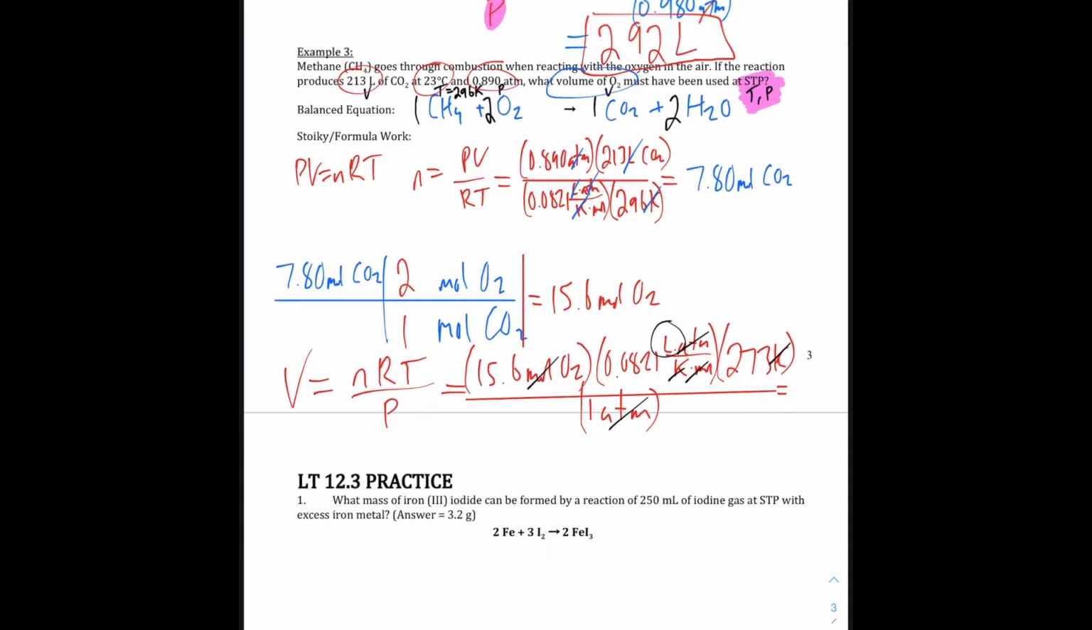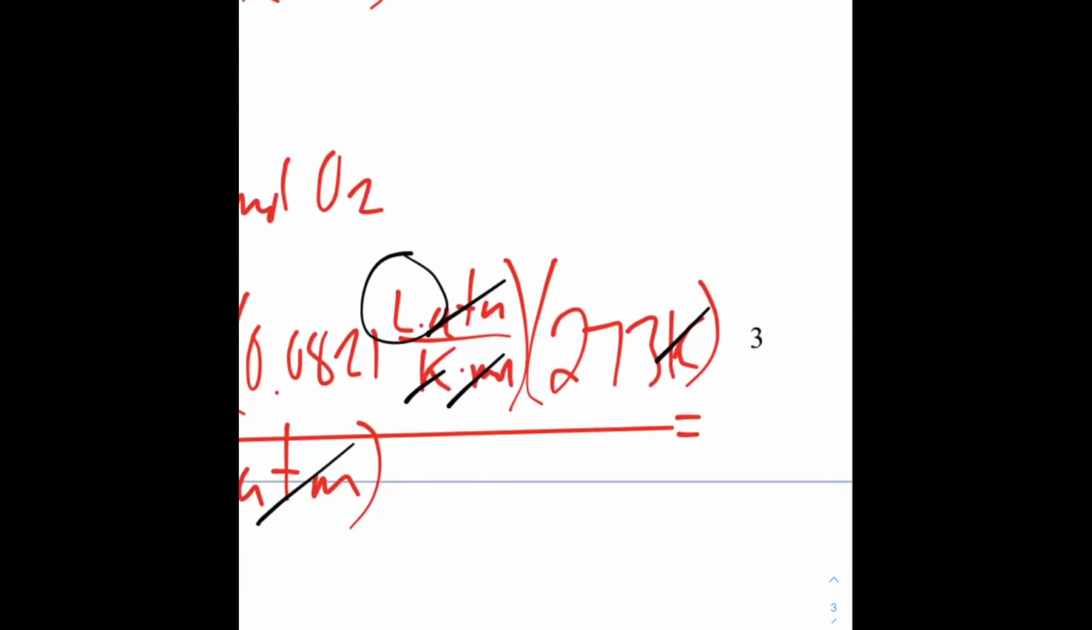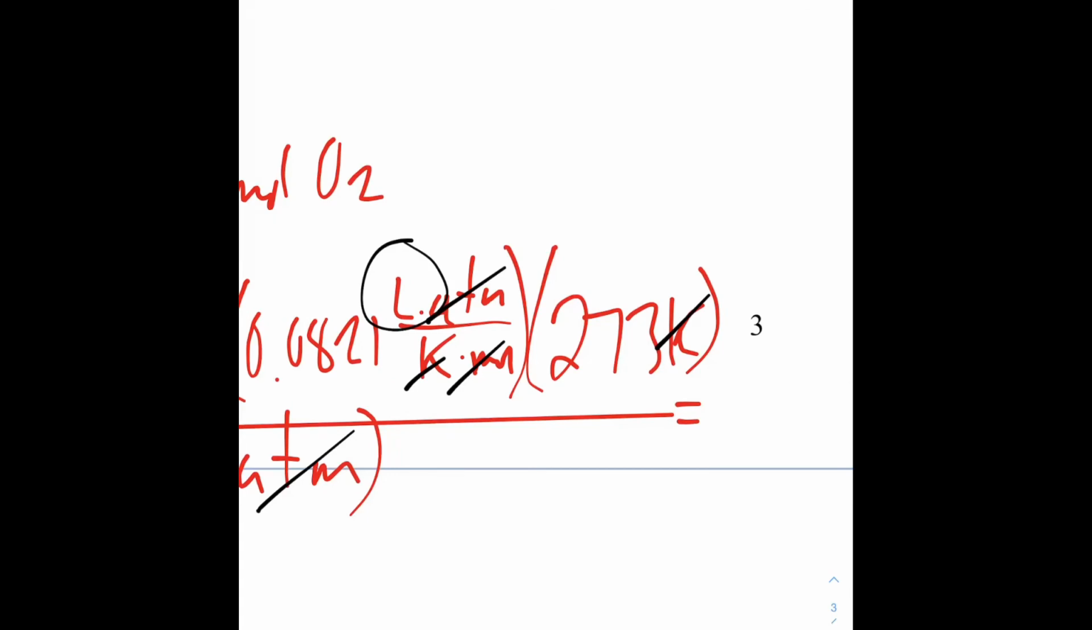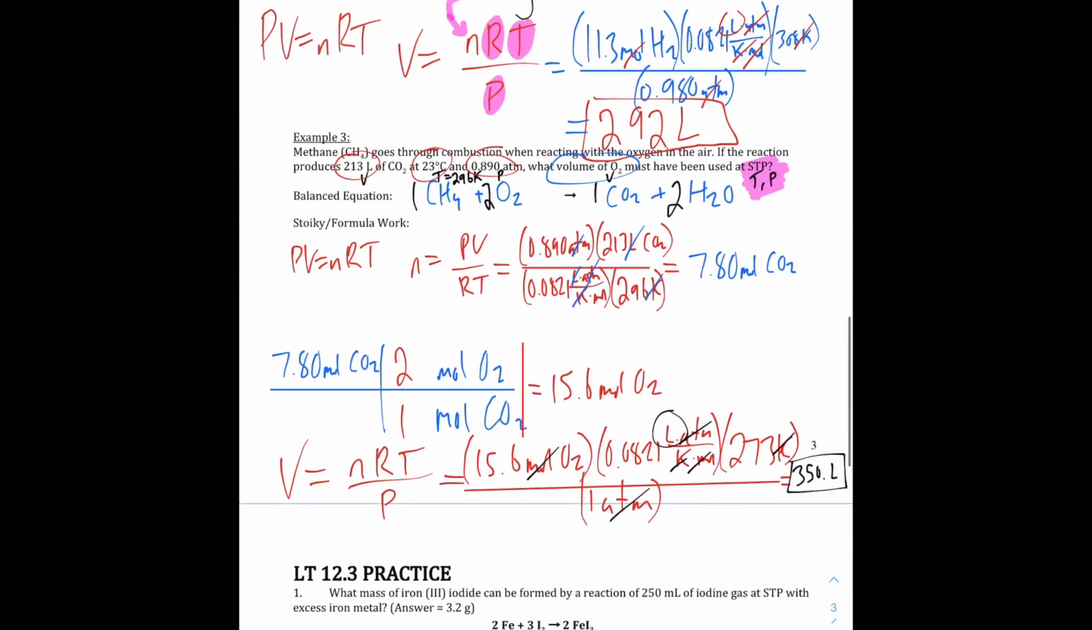And there we go with 3 sig figs. The answer is 350. with the decimal, liters. Got it. Oh, not so bad.